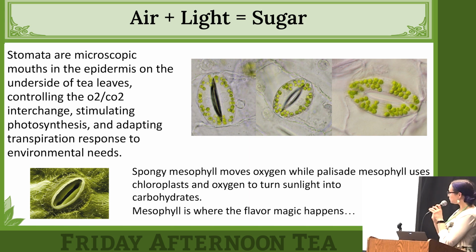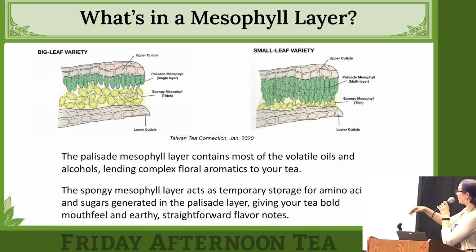Mesophyll is kind of the inside part of the leaf, right? All the spongy stuff between the upper and the lower skin. I say spongy because it is on a microscopic level. I think to us it's just leaf stuff. But this is where all the flavors come from, and I'm so excited to talk about it. So we've got our stomata pulling stuff in, and this is thrilling.